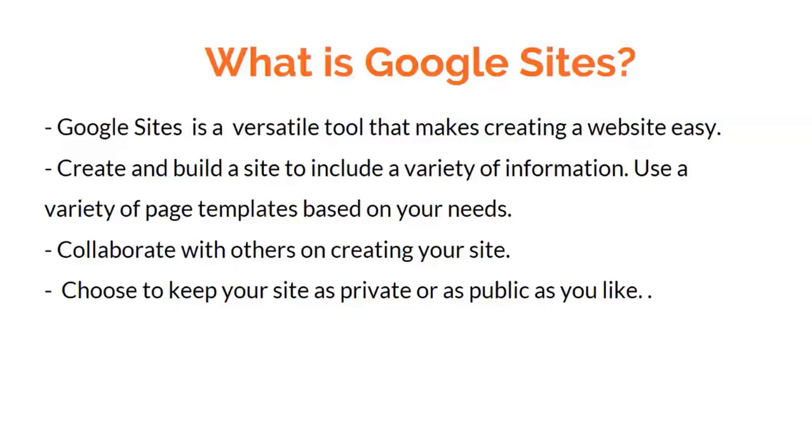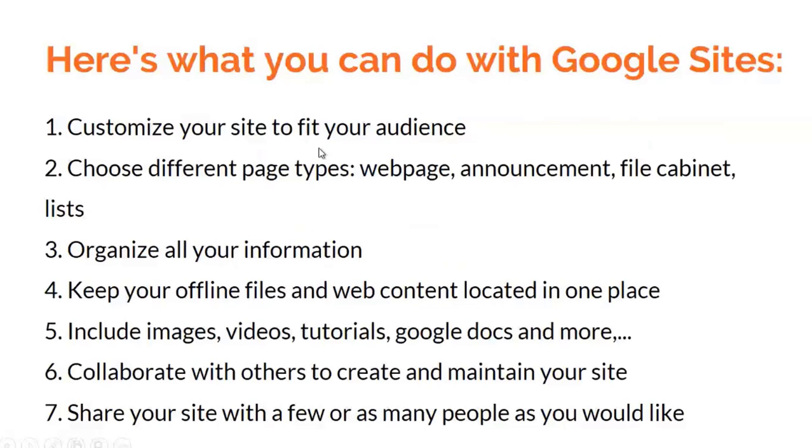So what can you do with Google Sites? First, you can customize your site to fit your audience, according to your requirement. Choose different page types: web pages, announcement, file cabinet, list, audio files, image files, social media pages, etc. Then organize all your information properly on the site. Keep your offline files as well as web content in one place. The central place is available because of the Drive. You can include tutorials, videos, Google documentation, Google Map, Google Calendar, etc.